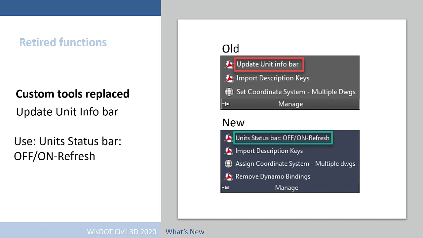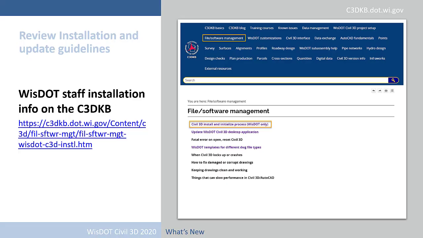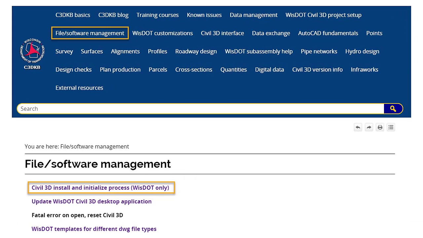Custom tools replaced. The Update Unit Info bar has been renamed to the Units Status bar, Off, On, and Refresh. Now we'll review the installation and update guidelines. There are separate WisDOT standard installation processes between the WisDOT staff and consultants. The WisDOT staff can follow the instructions on the Civil 3D knowledge base in the File/Software Management section titled Civil 3D Install and Initialize Process, WisDOT Only.